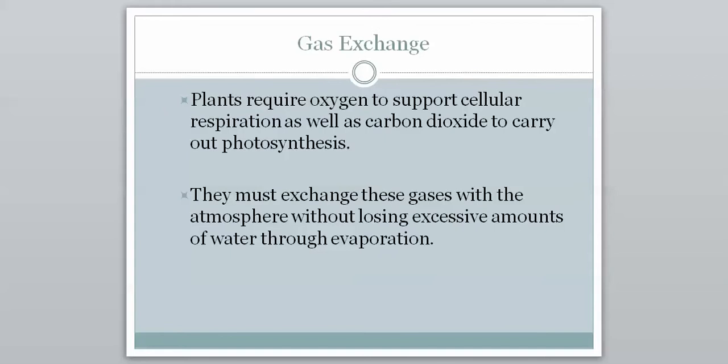The next one is gas exchange. Plants require oxygen to support cellular respiration, as well as carbon dioxide to carry out photosynthesis. So as you know, we breathe in oxygen, breathe out carbon dioxide. Plants breathe in carbon dioxide, they breathe out oxygen. So we kind of live hand in hand with plants there, and they must exchange these gases with the atmosphere without losing excessive amounts of water through evaporation. Again, there are those specialized structures that we will talk about.